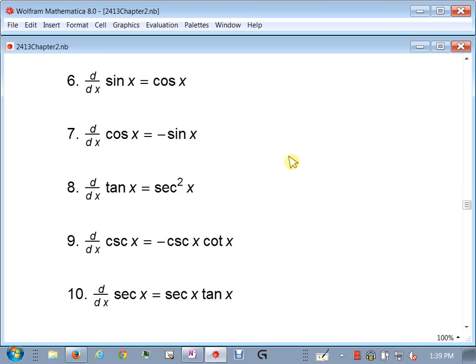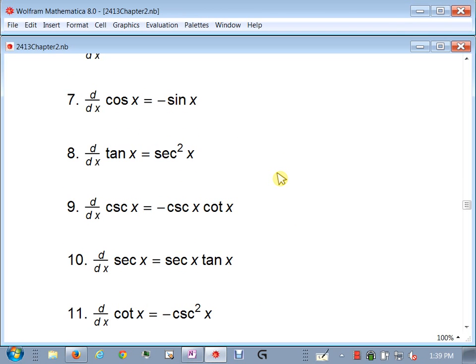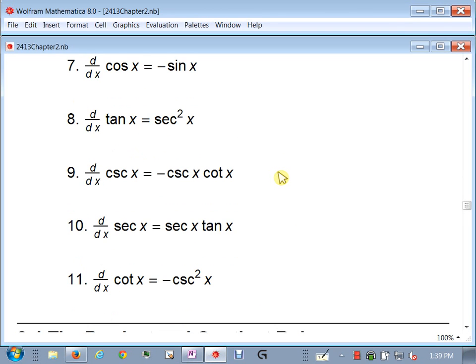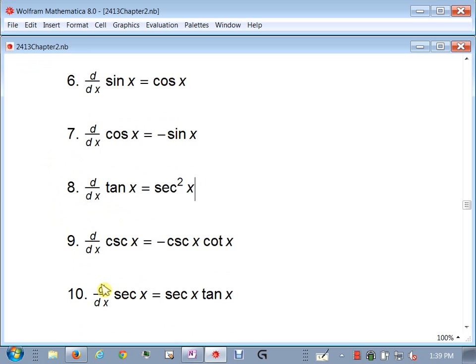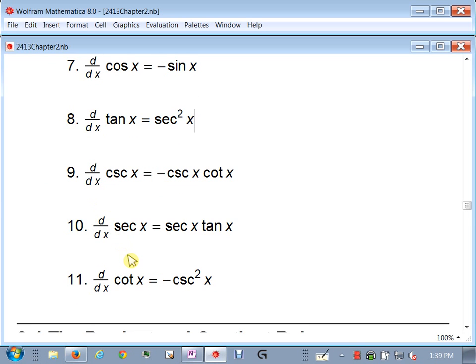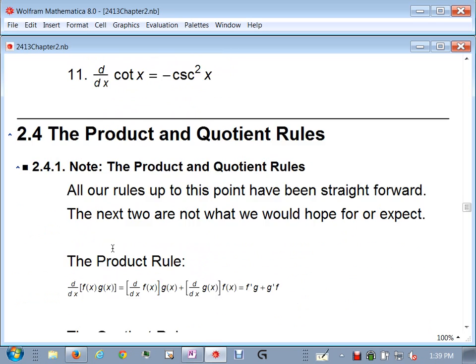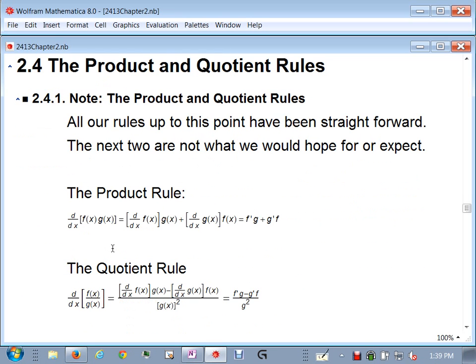All right, this is where we ended class last time. Right? You should know these first 3 and know that these other ones exist. And those are all on your formula sheets. All right, we have two more sections that involve taking derivatives and these new rules.